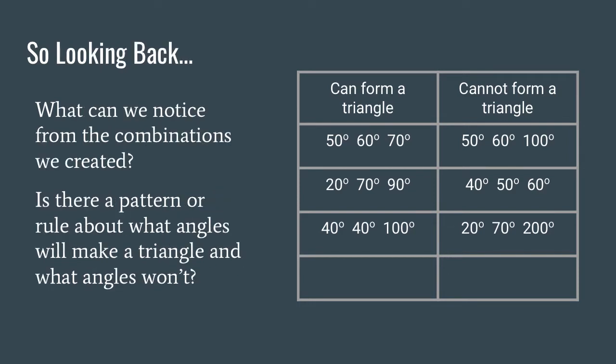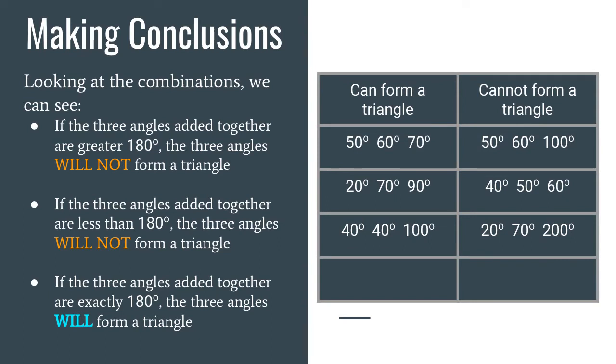Okay, so looking back, what can we notice from the combinations we created? Is there a pattern or rule about what angles will make a triangle and what angles won't? Well, from looking at these sets of triangles and knowing about the triangle sum theorem, we can conclude 3 things.